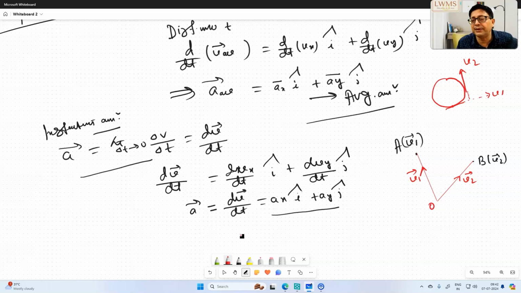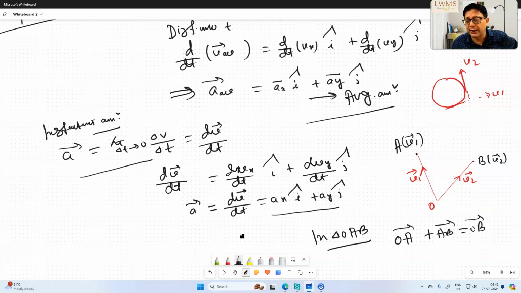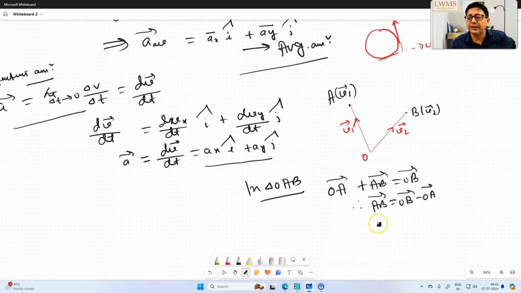Instantaneous velocity accordingly will be there. Then in this triangle, what do you observe? In triangle OAB, OA plus AB equal to OB. Therefore, AB vector is OB minus OA. This AB vector I am now taking as the change of velocity, delta V vector. So delta V vector is going to be what? V2 vector minus V1 vector.